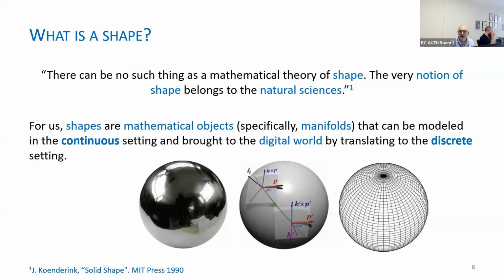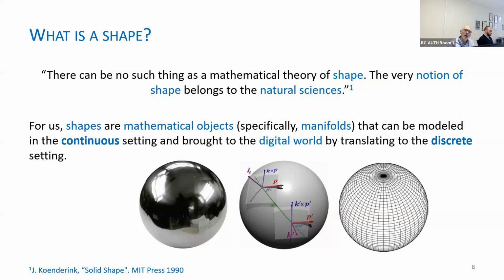Because, as I said, the shape is something that belongs to real, even biological elements or fabricated ones. In our context, the shapes are mathematical objects, so manifolds, as I told you before, that can be modeled in the continuous setting and then transformed to the digital world, translating them in a discrete setting.